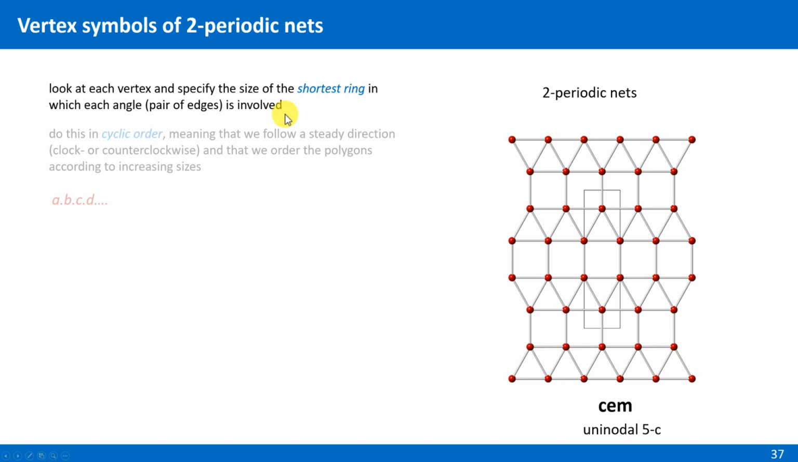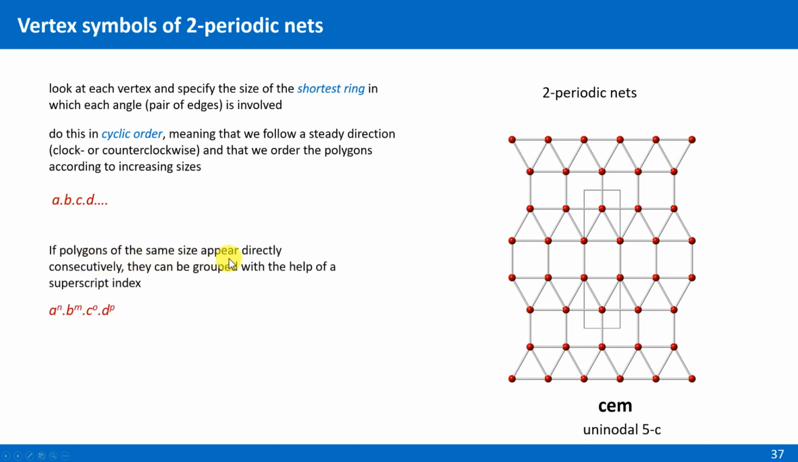And we do this in cyclic order, meaning that we follow a steady direction, either clockwise or counterclockwise, and that we order the polygons according to increasing sizes. So A, B, C, the increasing sizes, and we put a dot between every ring size. If polygons of the same size appear directly consecutively, then they can be grouped with the help of a superscript index, like shown here.